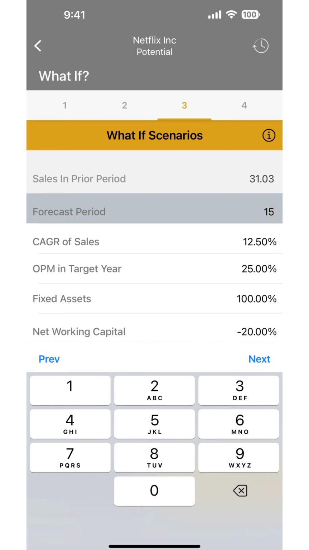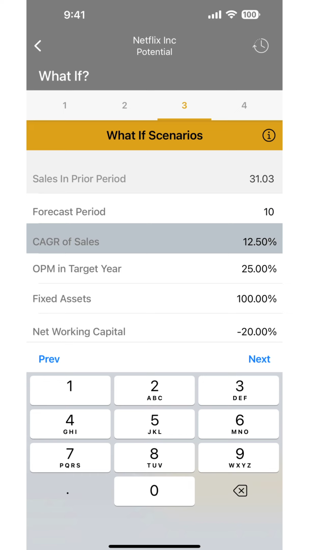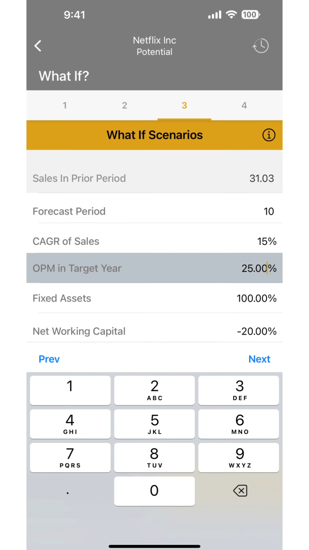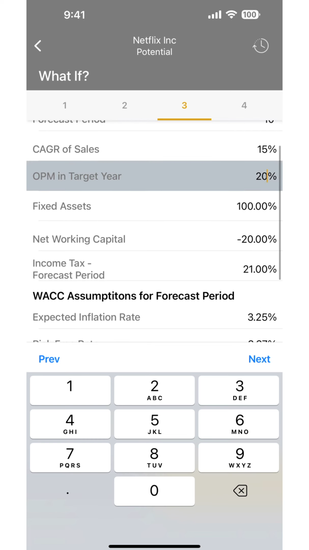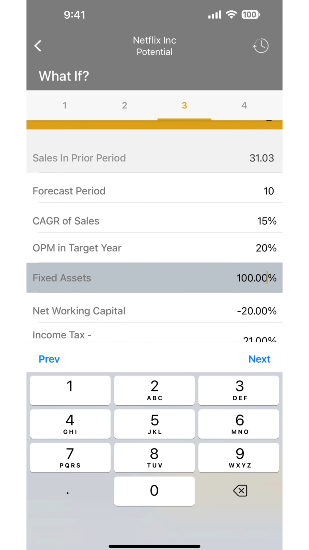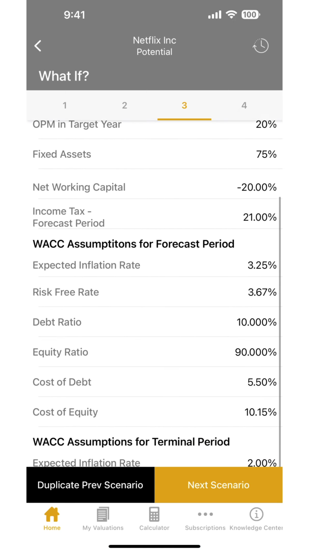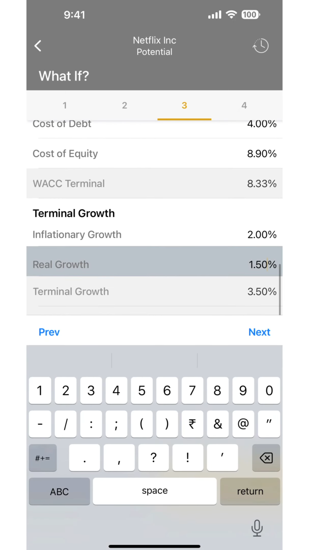Forecast period is reduced from 15 years to 10 years. CAGR of sales is changed from 12.5% to 15%. Operating profit margin is reduced from 25% to 20%. Incremental fixed asset investment rate is reduced from 100% to 75%. Finally, we increase the terminal real growth from 1.5% to 2%.